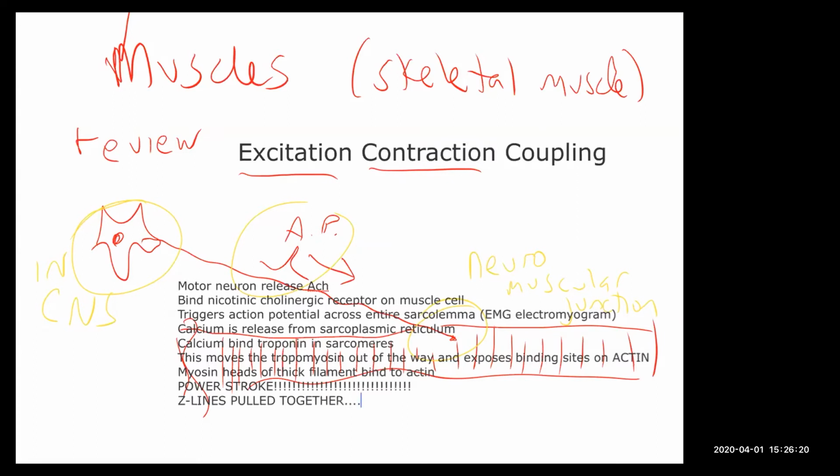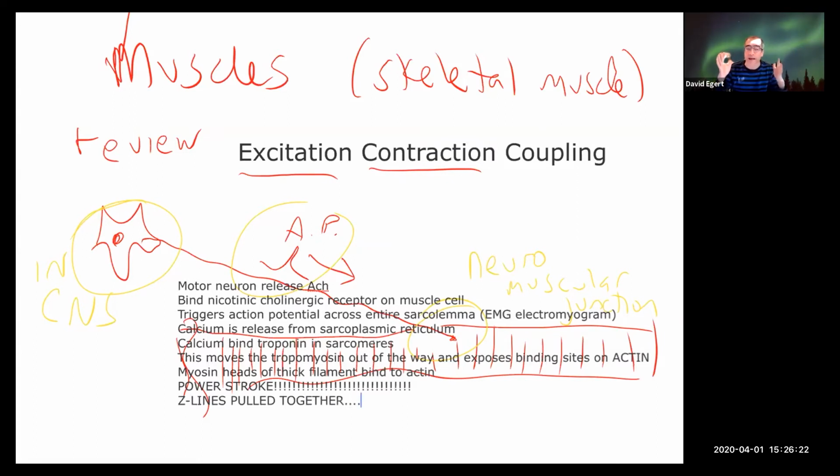So that's the actual contraction that's happening here, right? We started with the excitation, some signal coming down the nerve, but now we have contraction. We have the Z lines getting pulled together with force generated by the thick filaments, the myosin heads snapping in. Just to complete this, what happens next?